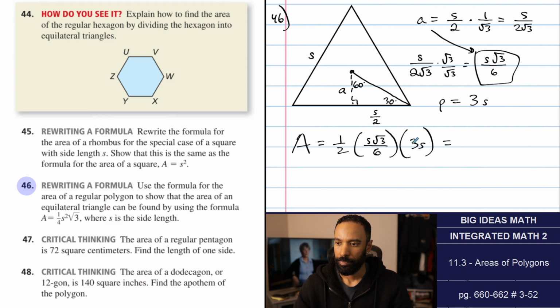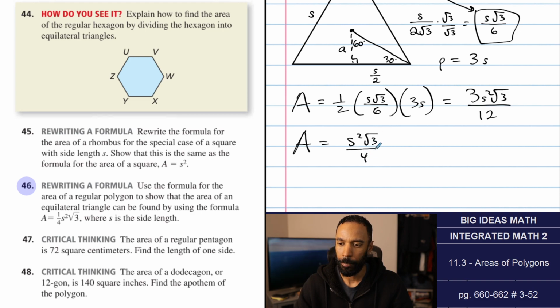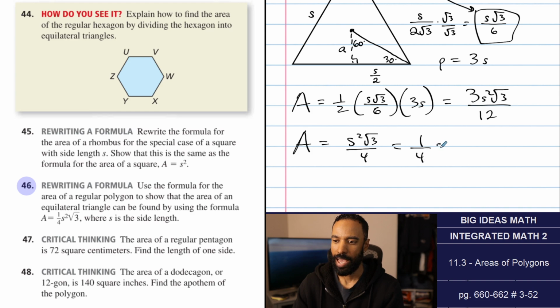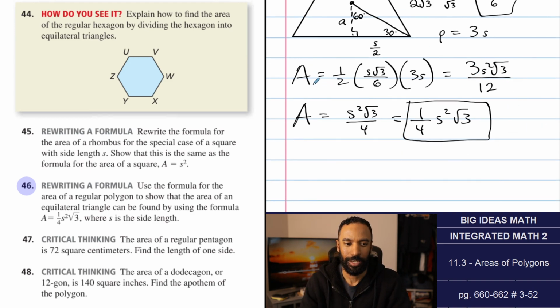This will be 3S root 3 over 12, S squared, S times S, 3S squared root 3 over 12, and 3 over 12 reduces to 1/4. So the area is S squared root 3 over 4. Is that what they put? They put 1/4. So 1/4 S squared root 3. And there it goes. All right. Good old work.